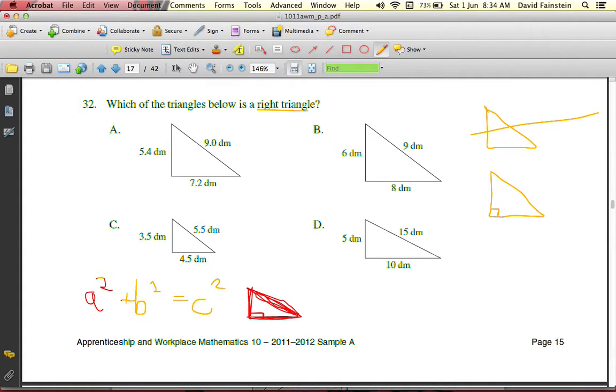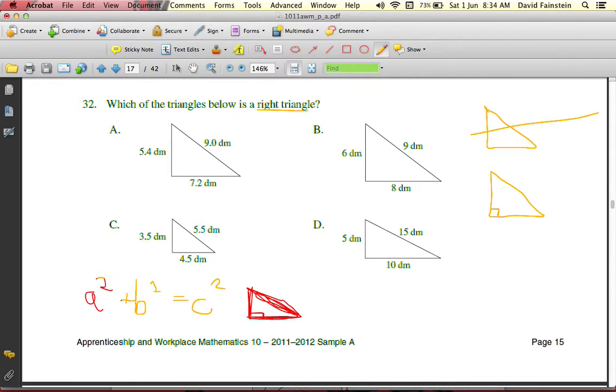Anyway, so what I'm thinking is a lot of these numbers are whole numbers. We have a 9 here, a 9 here, a 15 here, 8, 6, 5, 10. 5.4 is not so fun, but 9 is better. These are all fractions, but they're only halves.